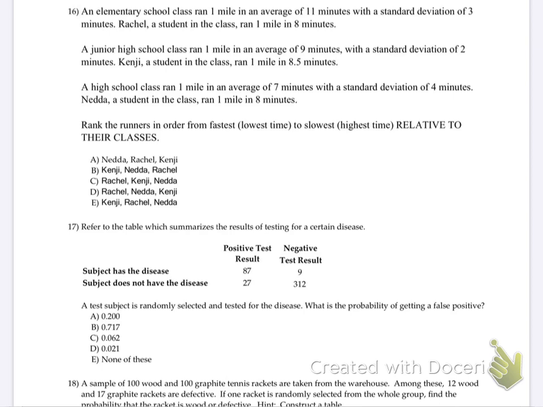How do you do that? Do you get the idea first off? Do you get the feel of what they're talking about? How did Rachel do in her class? Rachel ran the mile in 8 minutes. The average in her class is 11 minutes. So she's pretty fast. She's better than average.